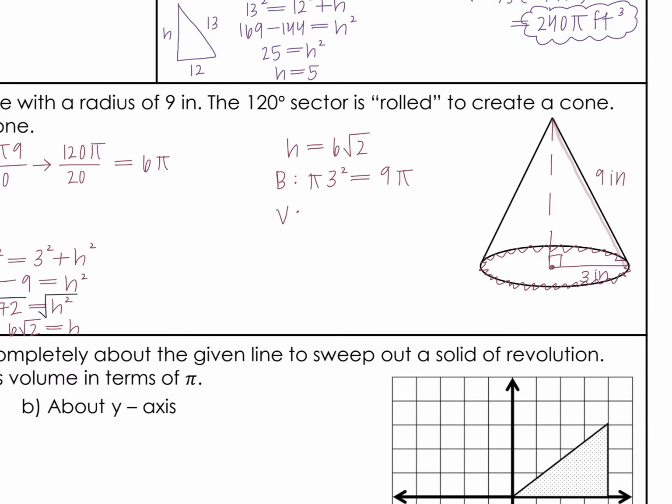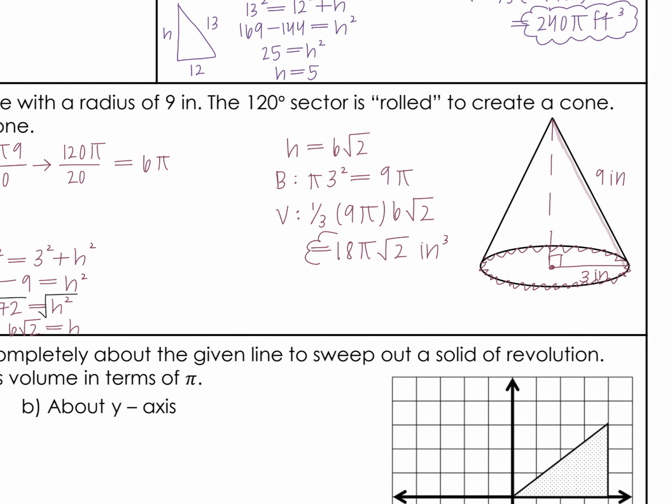And plugging into my volume, I'll have 1/3 of that 9 pi times 6 root 2. So 1/3 of 9 gives me 3. 3 times 6 is going to give me 18. We'll have 18 pi root 2 and inches cubed.